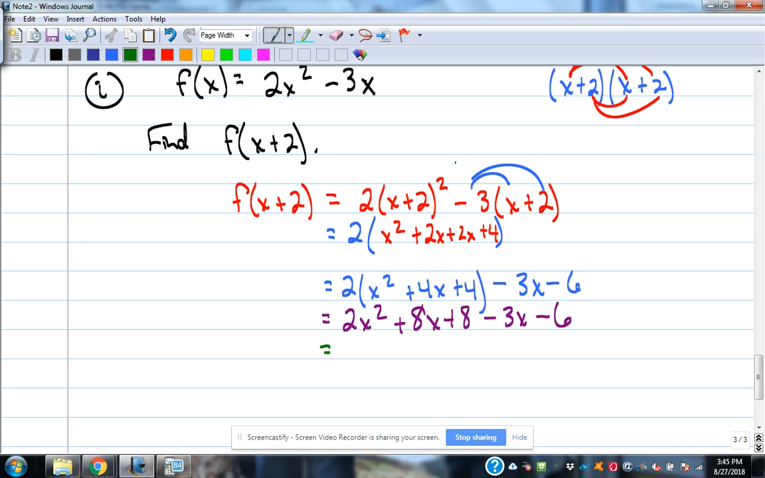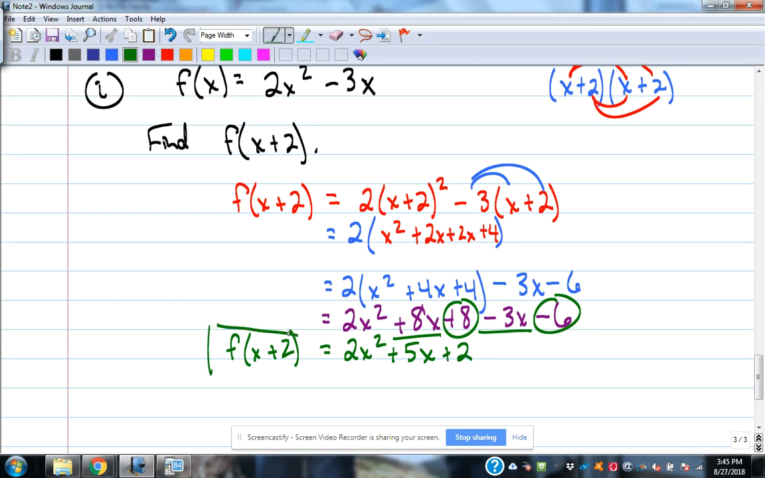Now, what gets put together? Yeah, the plain numbers and the things that have a plain x on them. The 2x squared doesn't have anybody else that's like him, or her. I'm not sure what a 2x squared is, if it's a boy or a girl, but 2x squared, and then we have 8x and negative 3x that go together to make positive 5x. Then we have an 8 and a negative 6, which would be plus 2. This would be our function value. I could draw a box for f of x plus 2.